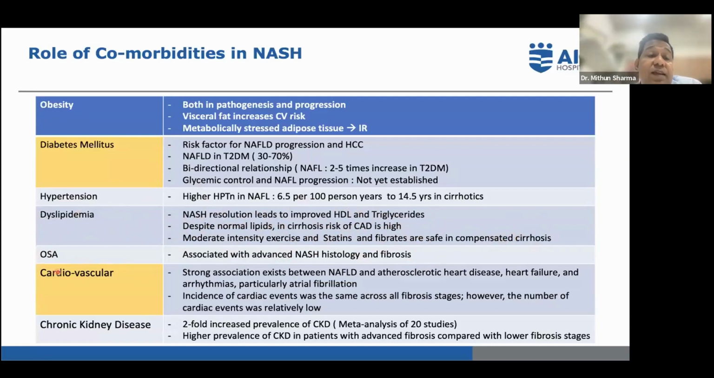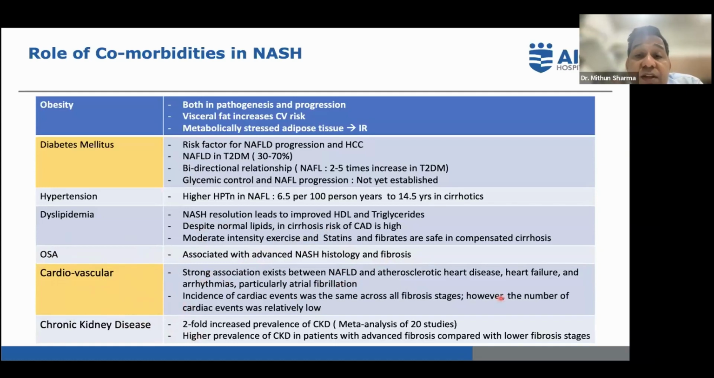Many of these patients say, I don't feel fresh in the morning. This is because they don't have a good night's sleep, because of obstructive sleep apnea. Obstructive sleep apnea again has been reported to be associated with advanced NASH histology and fibrosis. However, the strongest problem that we are facing now is cardiovascular and chronic kidney disease.